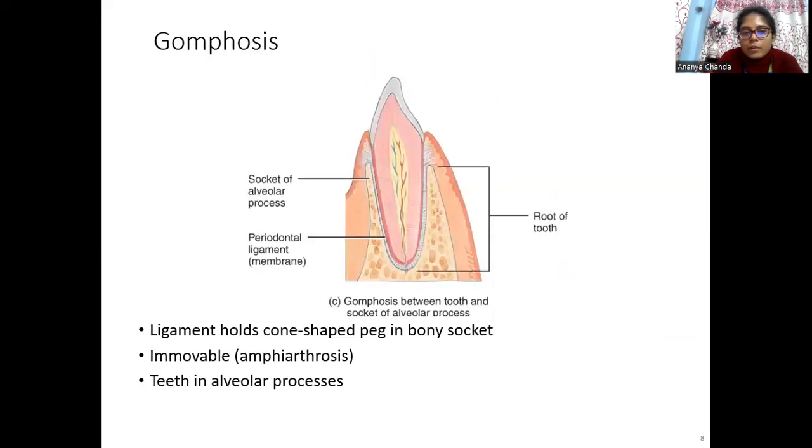Then comes the gomphosis. So gomphosis helps in the confinement of the joining of the teeth with the bony socket. So these are immovable, and teeth in alveolar processes.